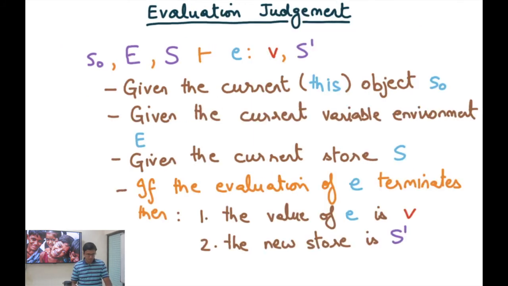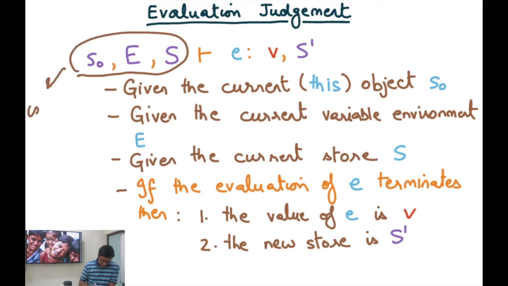Okay, so this is what our evaluation judgment will look like. S0, E, and S would represent our context. All right, so these three things would represent our context. And under this, I'll talk about what each of these three are, S0, E, and S. But under this context, it is true that E evaluates to value V.